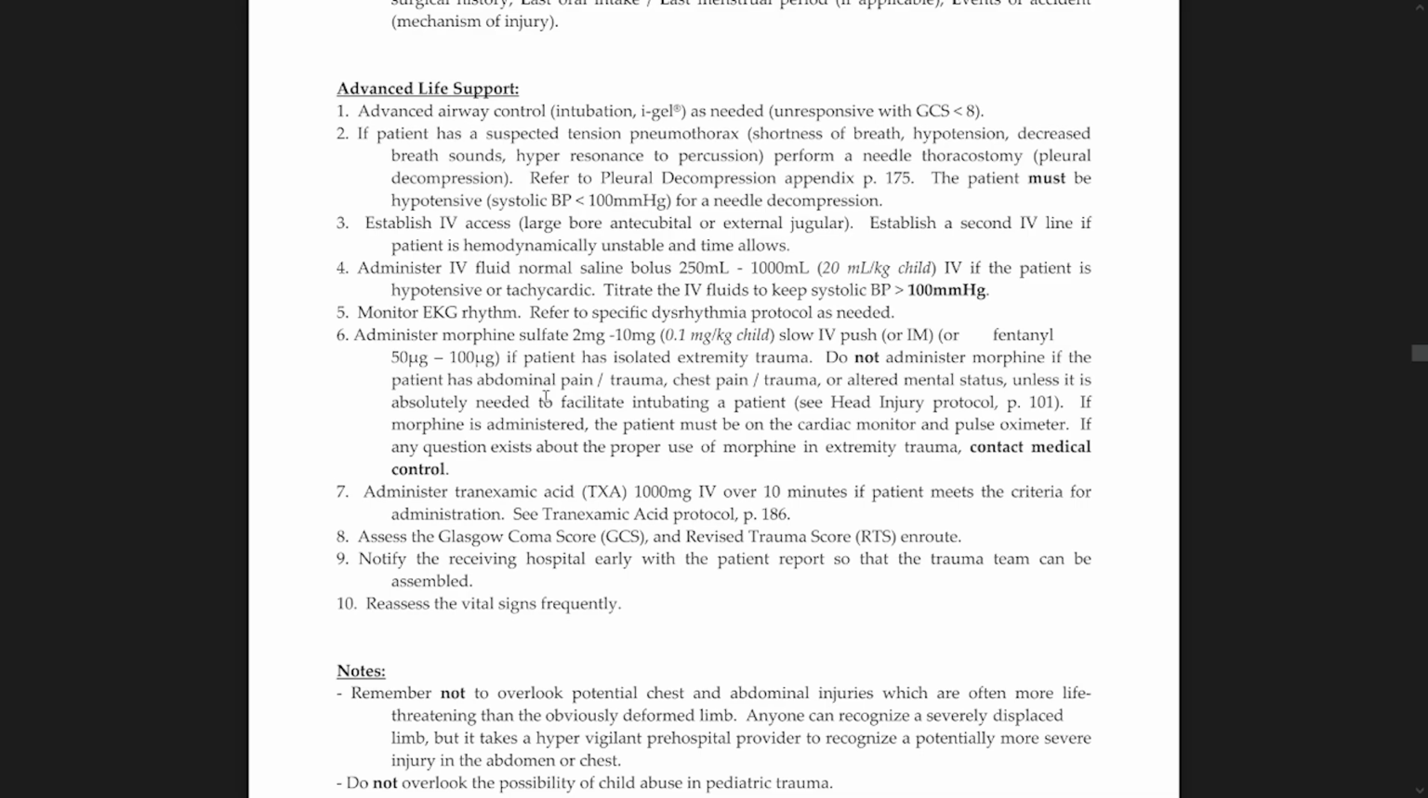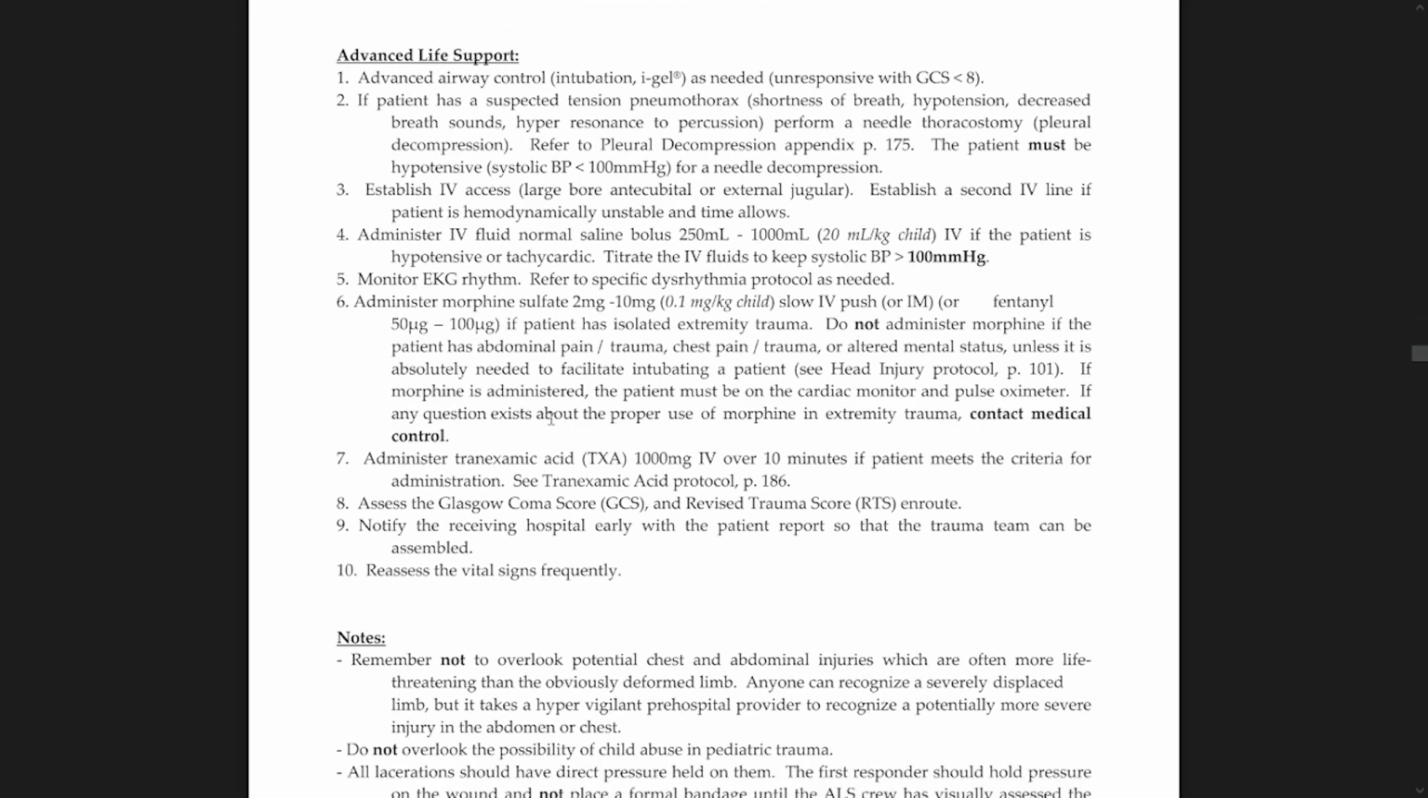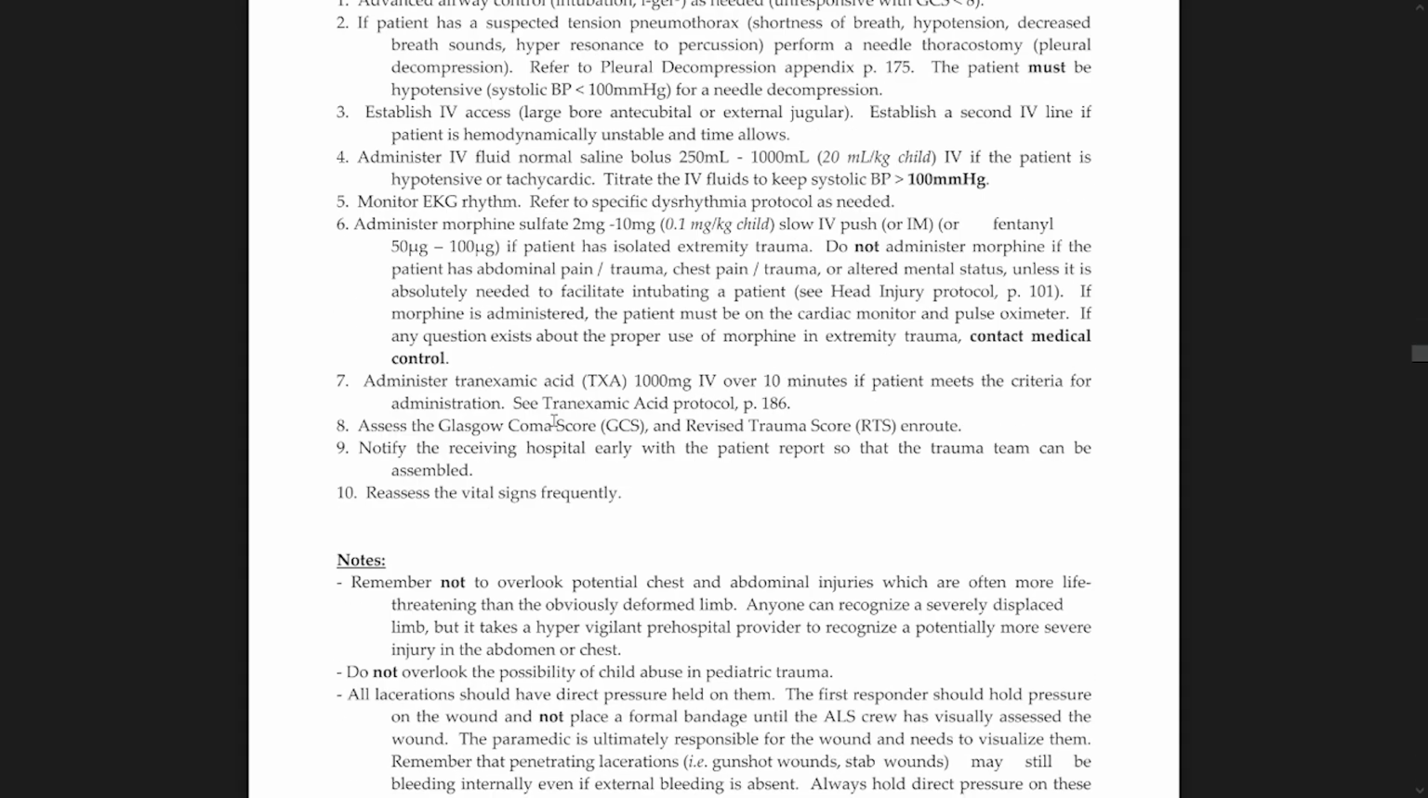If morphine is administered, the patient must be on the cardiac monitor and pulse oximetry. If any question exists about the proper use of morphine in extremity trauma, contact medical control. Administer TXA or tranexamic acid at 1,000 milligrams IV over 10 minutes. If the patient meets the criteria for administration, see TXA protocols on page 186.